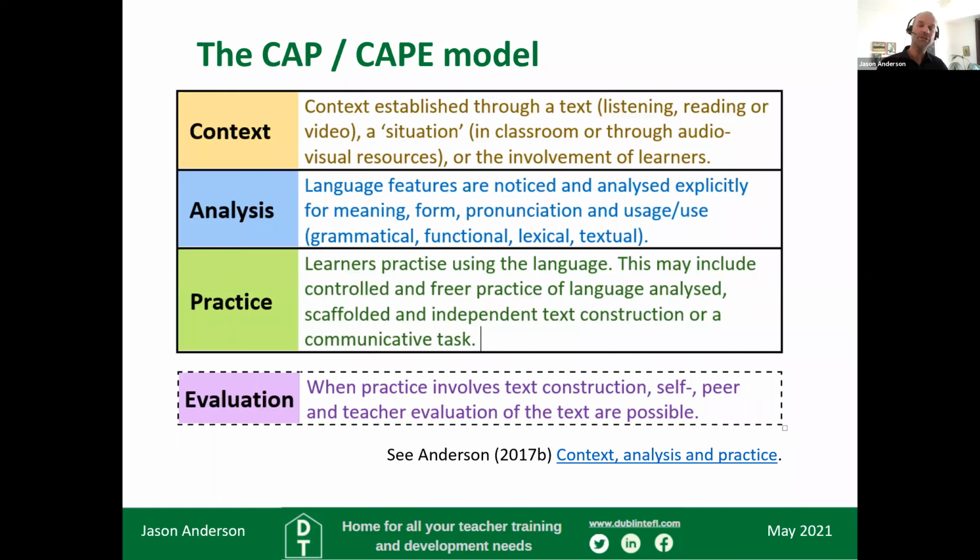I added on the evaluation phase because I know, especially CELTA trainers who are here, a lot of teachers at the end of that practice phase will often conduct some kind of evaluation towards the end of the lesson. But I put it in that kind of dotted box because it wasn't really always present in the coursebook material, in the curriculum-based material that I was looking at. And so I included it as a possible option, a CAPE, in addition to the CAP. You get the idea of the 3 stages. I won't read through them all because of time, but that was the basic idea of the CAP model.